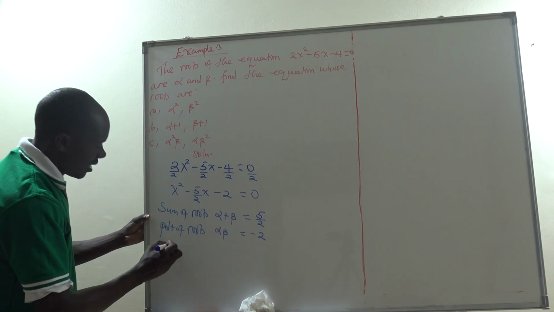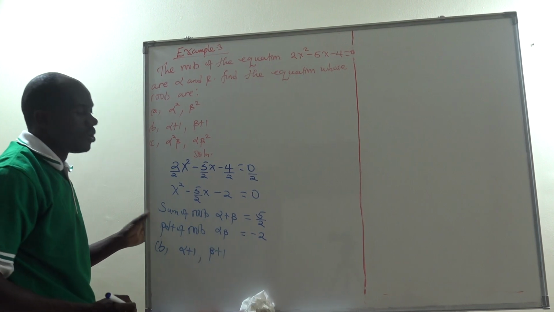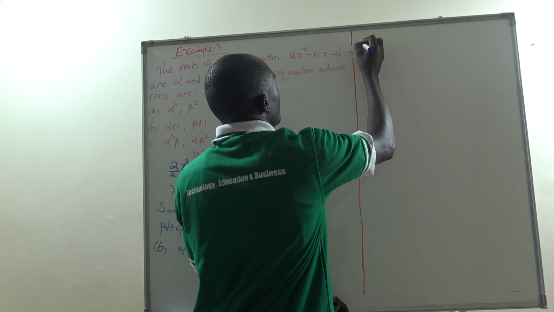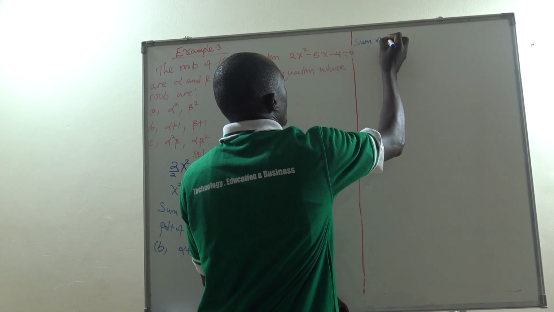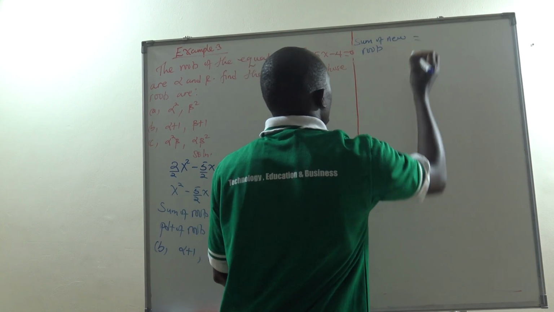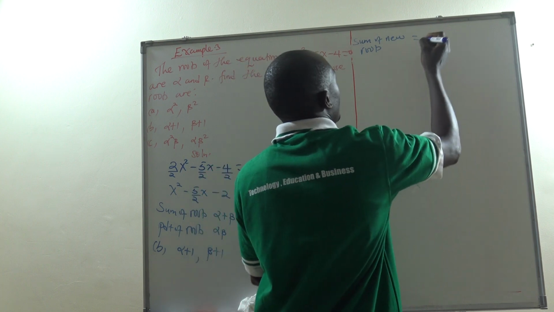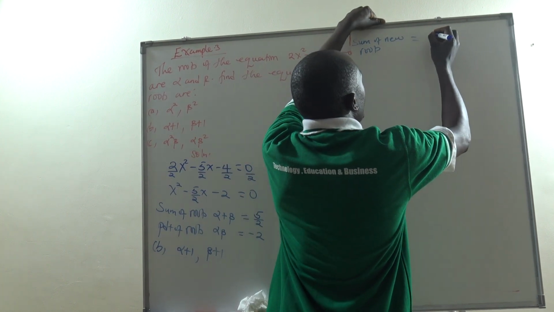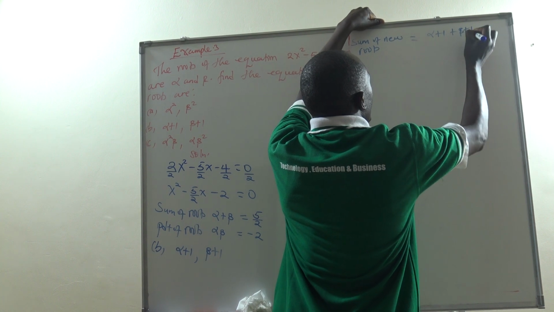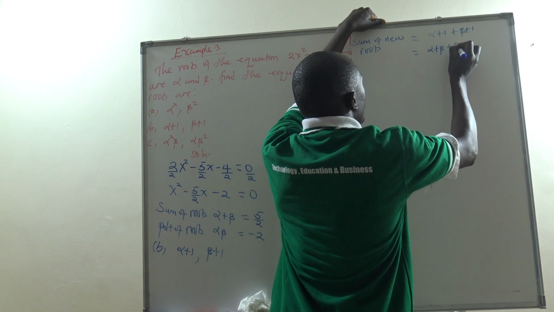The new roots are alpha plus 1, comma, beta plus 1. We also need to get the sum of these new roots. It means we are going to add those roots which we have, which is alpha plus 1, again plus beta plus 1, which becomes alpha plus beta, then plus 2.